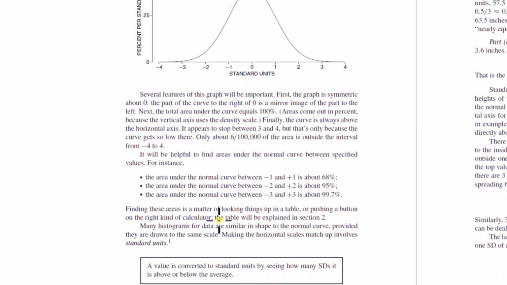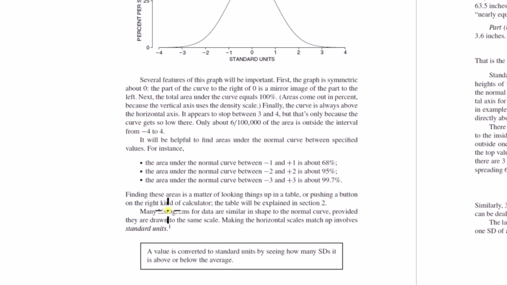Finding these areas is a matter of looking things up in a table or pushing a button on the right kind of calculator. The table will be explained in section 2. So you can find an area for any interval you want. If you know calculus and how to use your graphing calculator to do an integral, you could easily do a definite integral with this formula. But we're going to see how we can use a table to do this, or there are built-in functions in your calculator to do it. You don't even have to do the integral, but we'll talk about the idea of the table in section 2. And I might do a video showing you how to use your calculator as well if you want.